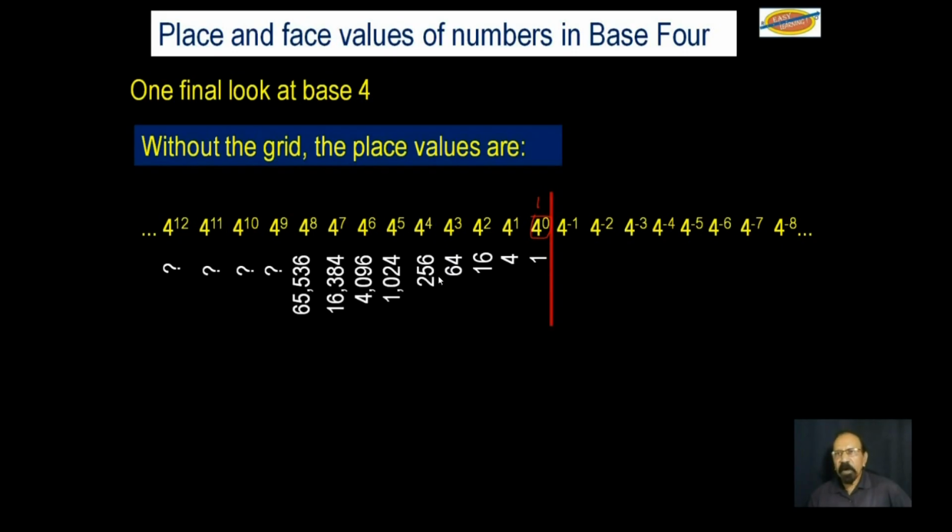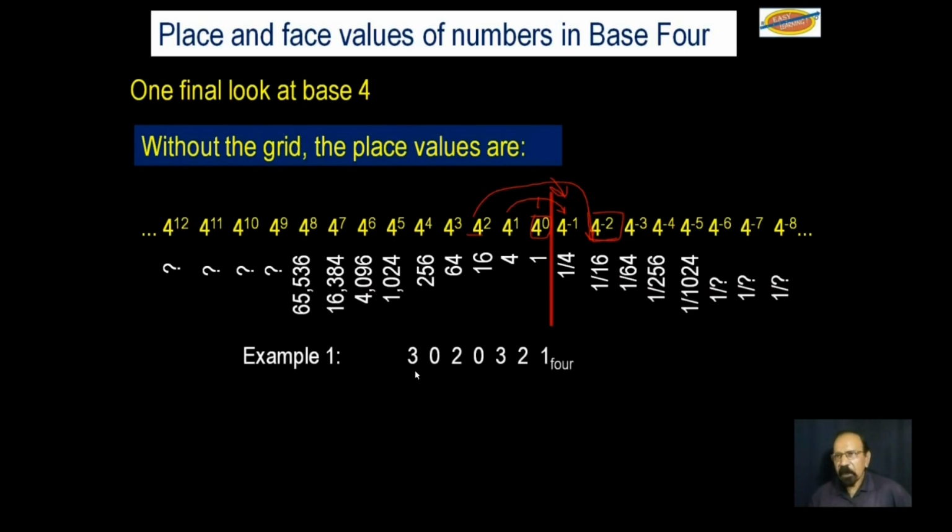And then we come on the right here, 4 to the negative 1, which will be a quarter, which means it is the inverse of that, 4 to the negative 1. And then this one is 1/16, which is the inverse of that. So this is 4 squared. This is 4 to the negative 2. And so on.